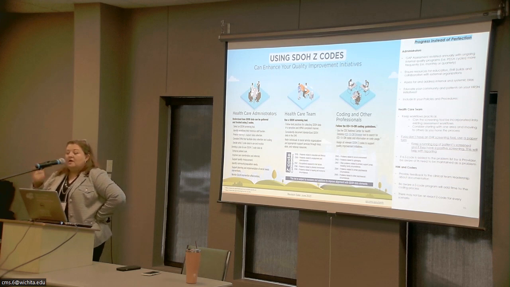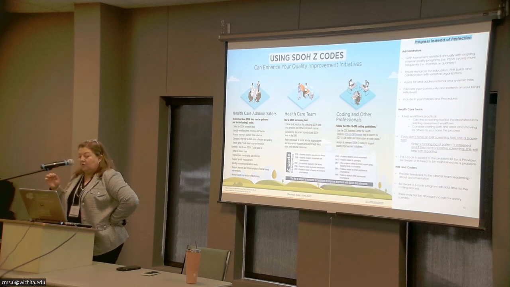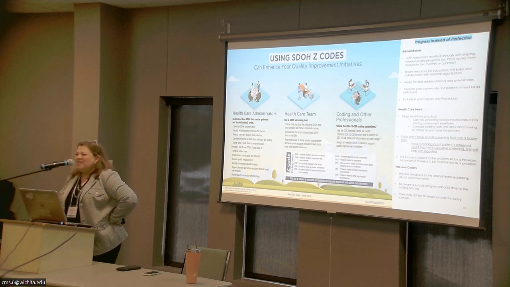The coding and other professionals, making sure that we're providing that feedback, include them in the process. Don't tell them this is what's going to happen, but this is what we need. How do you suggest we make this happen? And making sure that there may not be an exact Z code for every scenario, but I think they're getting there.